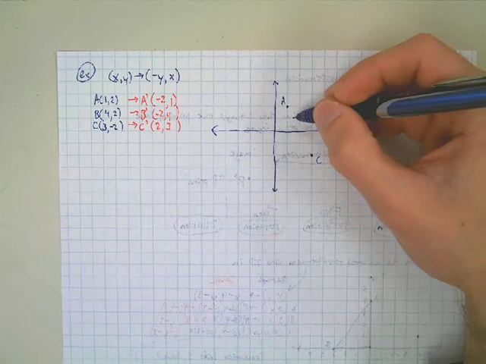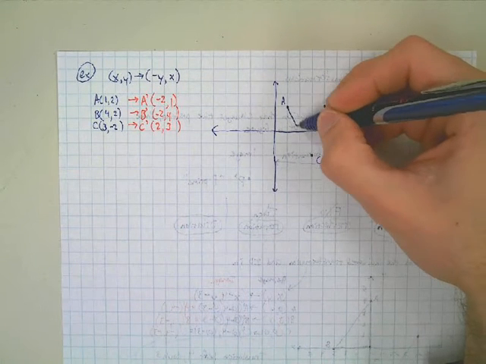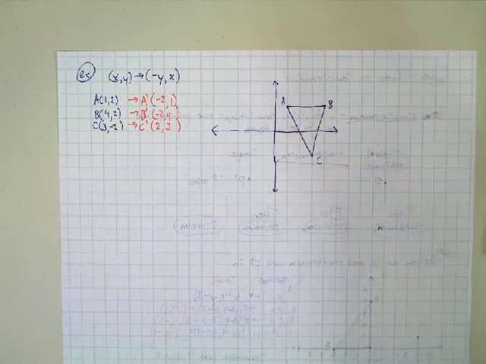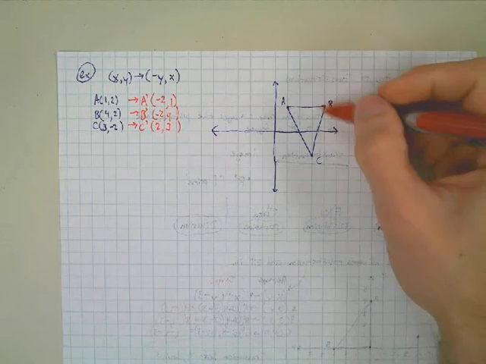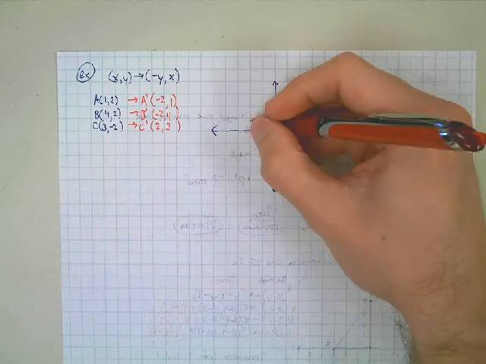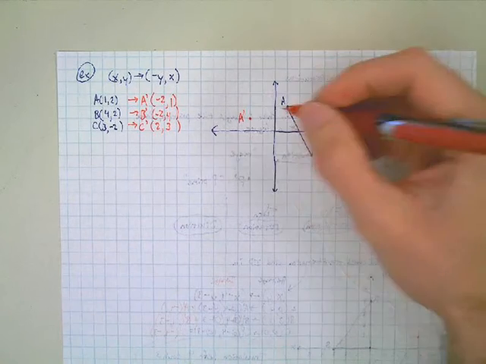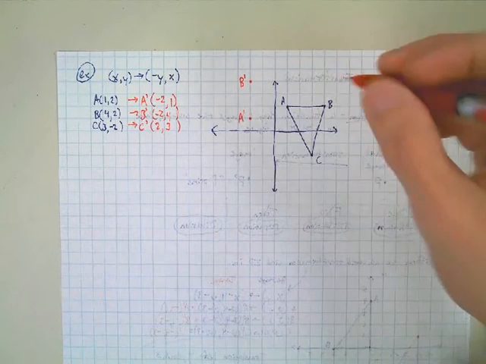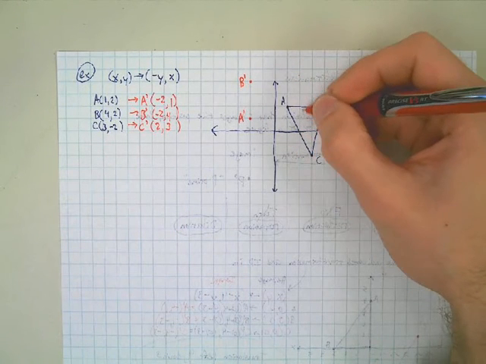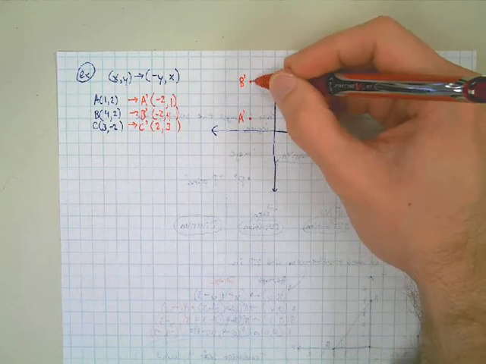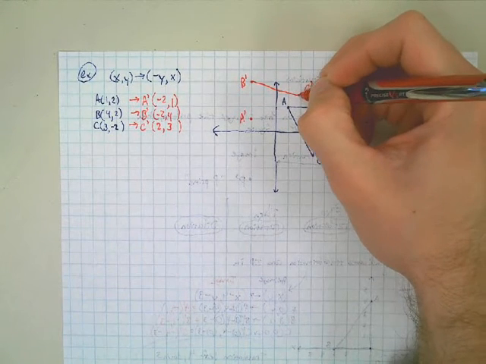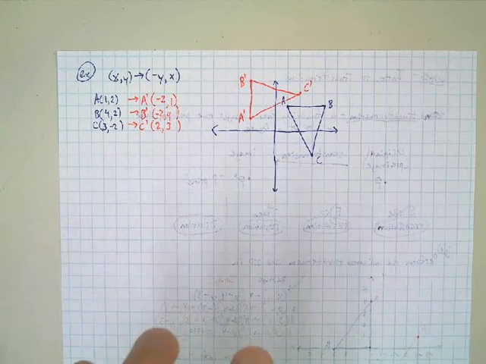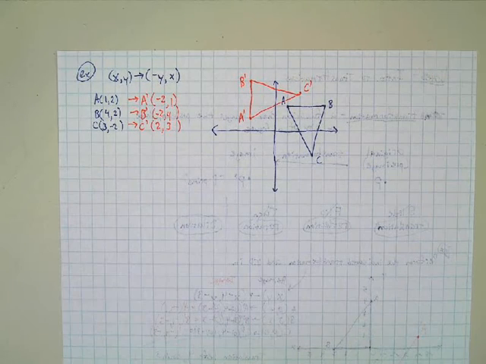So anyway, let's plot A. So A is 1, 2. B is 1, 2, 3, 4, 2. And C is 3, negative 2. So there's C. Now let's take this and plot our new points. So let's see here, negative 2, 1. There's A prime. B prime is negative 2, 1, 2, 3, 4. And then C prime is 1, 2, 1, 2, 3.